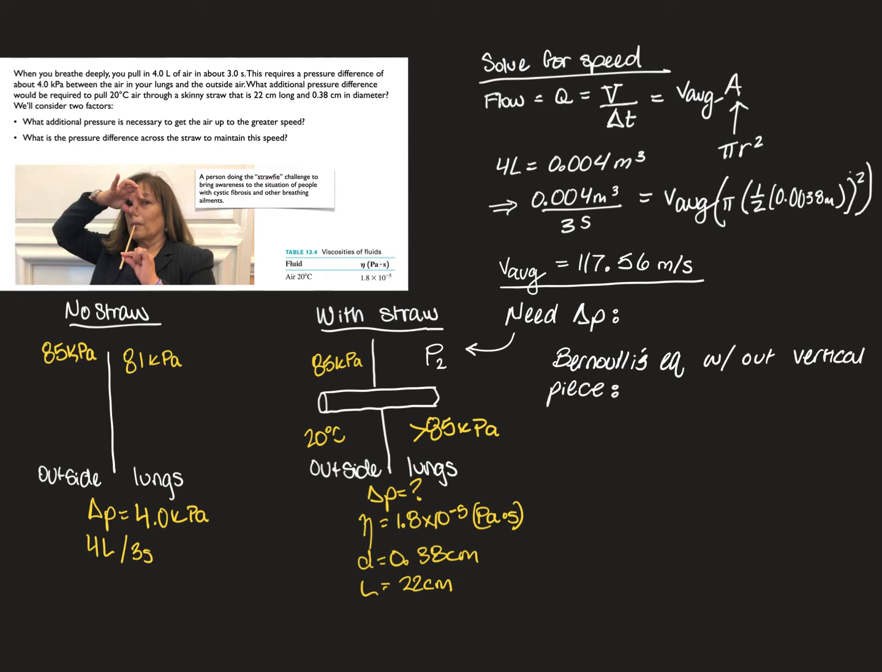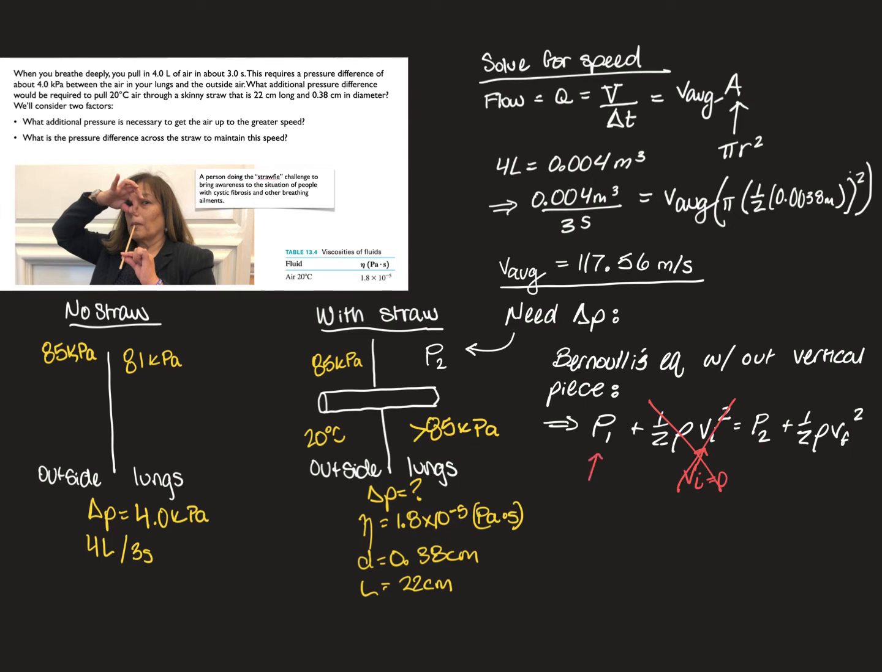That equation is going to look like P1 plus 1/2 the density of the fluid, initial velocity squared, is equal to the final pressure, or P2, plus 1/2 the density of the fluid times the final speed squared. Well, I know that the speed in the first case, before the air even goes into the tube, is 0. So this term cancels out.